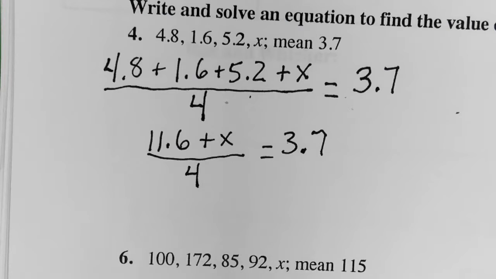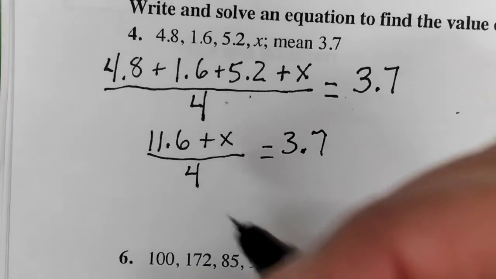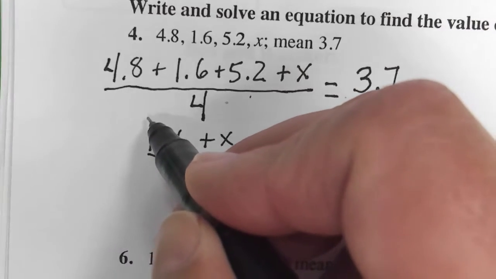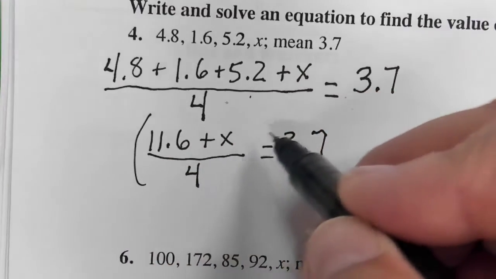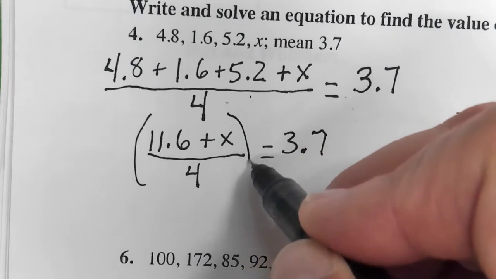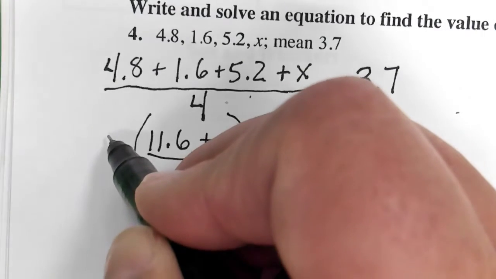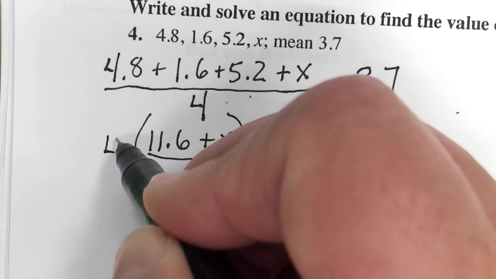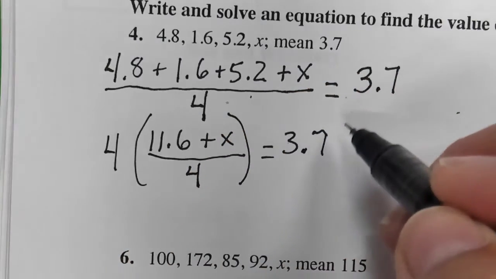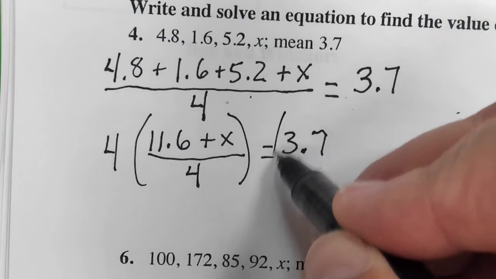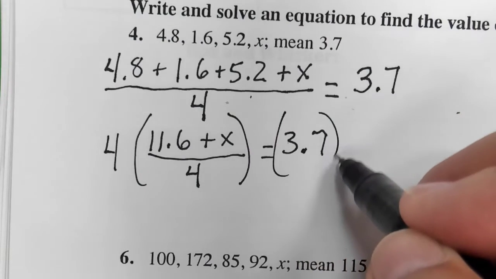We multiply by 4 on both sides. Correct. So this quantity we're going to multiply by 4, and this 4, and this quantity we're going to multiply by 4.